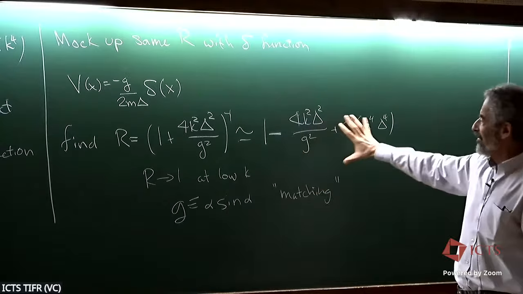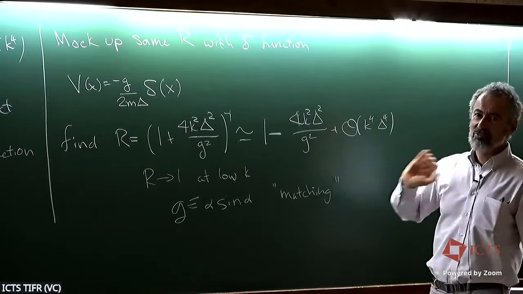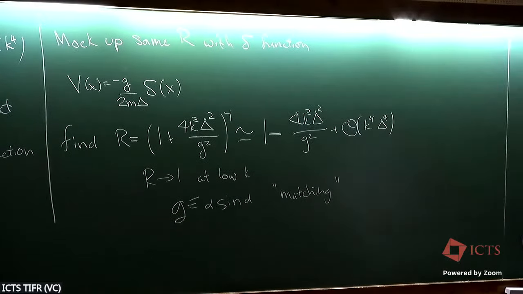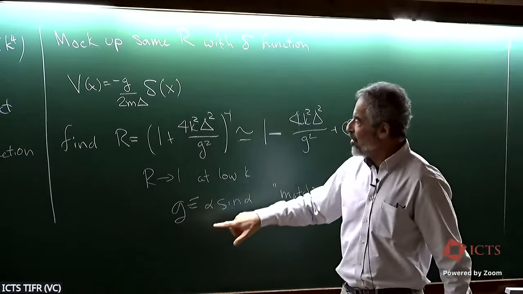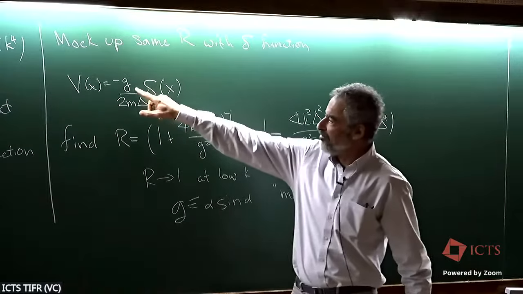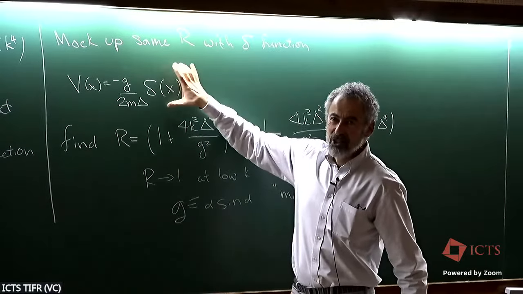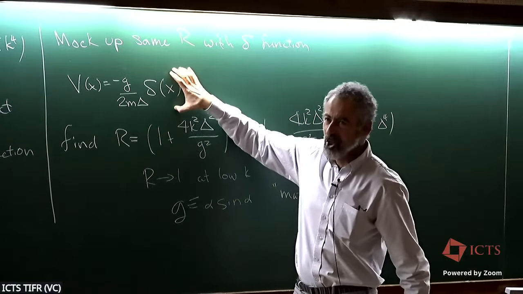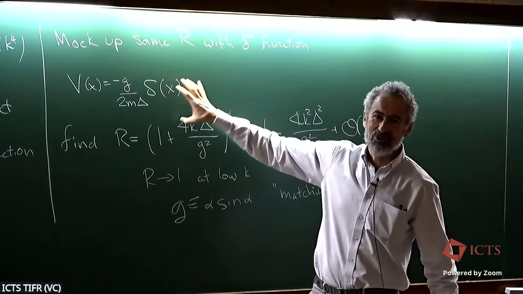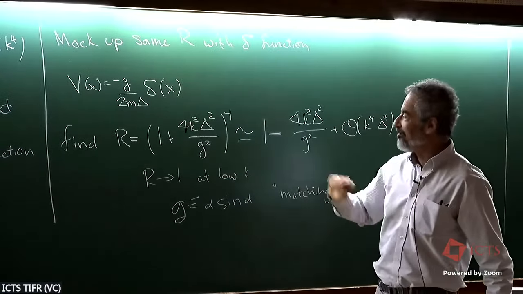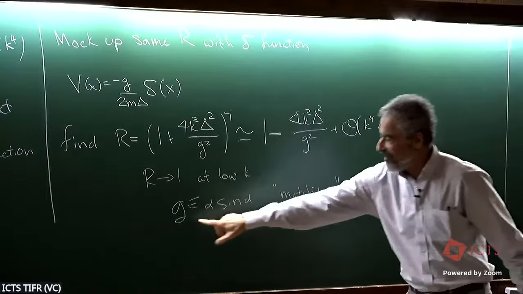And now I have a theory with a delta function that gives me the same behavior at low momentum for r. So this is called a matching condition, where I took the coupling of my incorrect, simpler potential, which gets the UV physics wrong, but gets the IR physics right, and this is the matching condition.